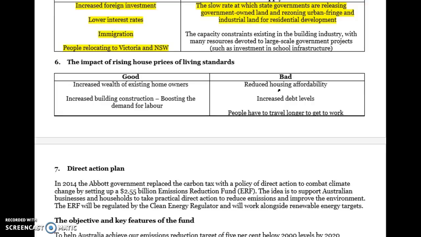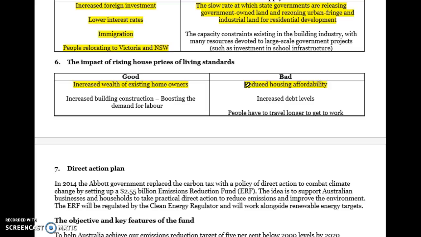The impact of rising house prices on living standards, again, you can take it from a good perspective or a bad perspective. From a good perspective, it's increasing the wealth of existing homeowners. You can talk about the asset price channel, how they're more likely to spend because they know they've got higher levels of wealth. It's increased building construction, so it's boosting the demand for labour because we're producing more houses to meet that extra demand.